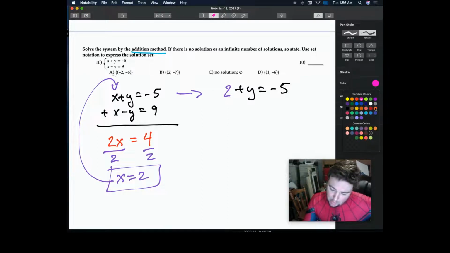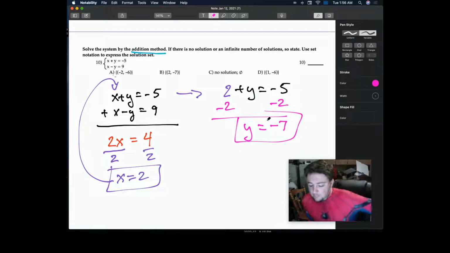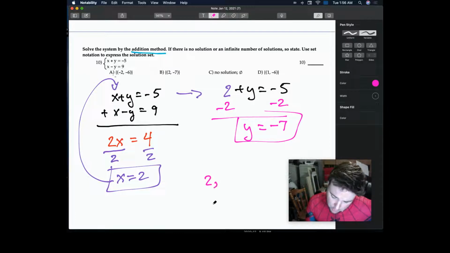So how do we go about solving this? Well, we're just going to subtract 2 from both sides. And y equals -7. So if x is 2, y is -7. And there's my answer, 2, -7. Okay.